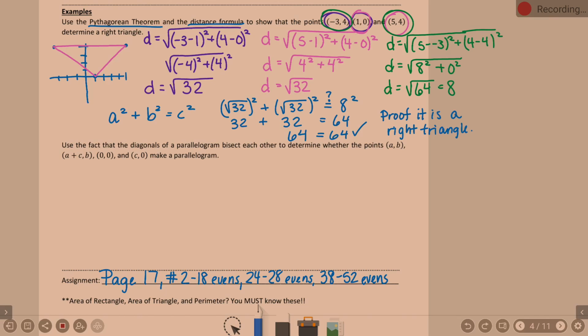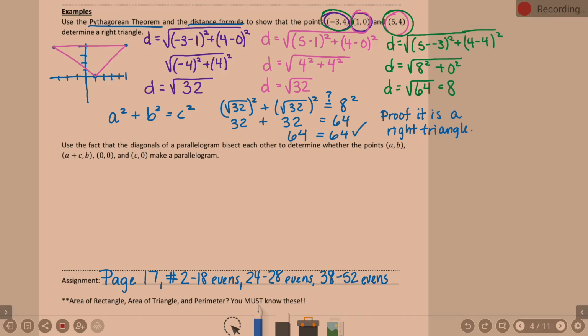Which way did it say this? It says to show the points and determine a right triangle. That makes it sound like it's a right triangle. So if it didn't come up a right triangle, I would question myself about where I made a mistake. So if we see 32 and 32, can we assume it's going to be a right triangle, because the sides are the same? Or is that not valid?